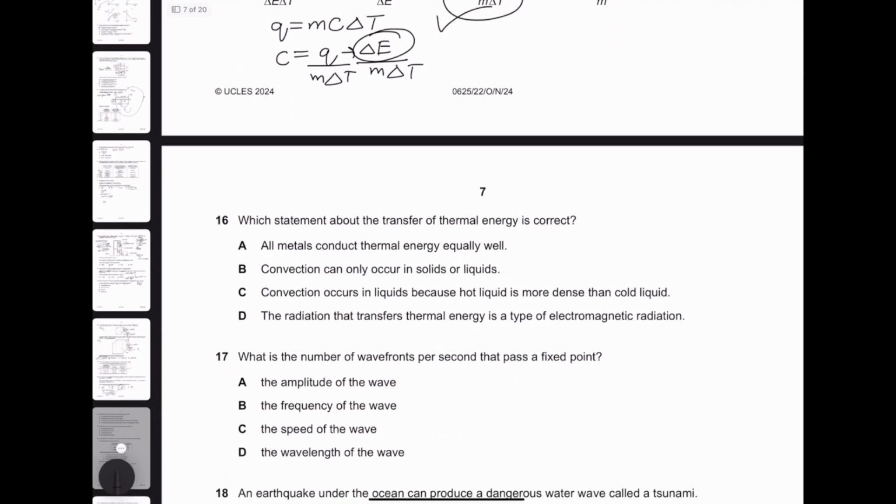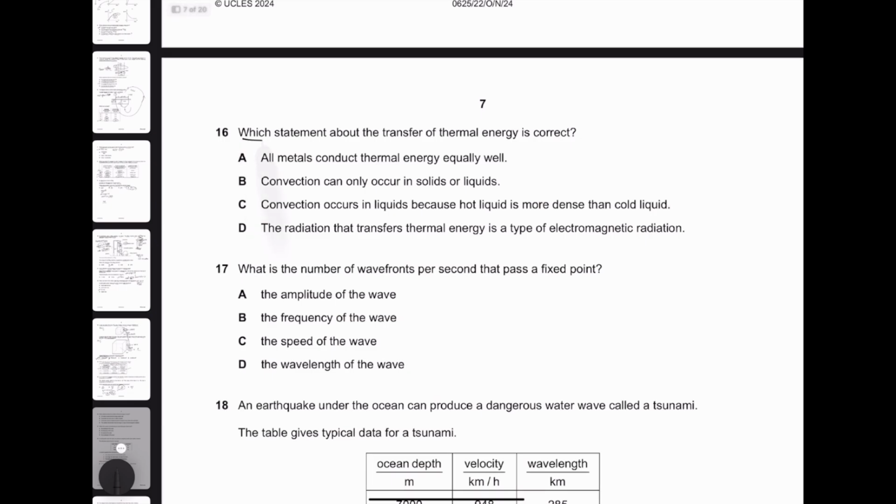Next question. Question number 16. Which statement about transfer of thermal energy is correct? All metals conduct thermal energy equally well. No, there are better conductors, there are weak conductors. So this is incorrect. Convection can only occur in solids or liquids. It is wrong. It can only occur in liquids or gases. Convection occurs in liquid because hot liquid is more dense. See, it does occur in liquid, but not because hot liquid is more dense. Hot liquid is less dense. So this is also wrong.